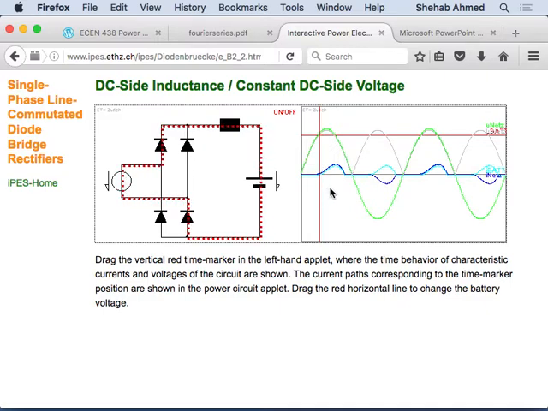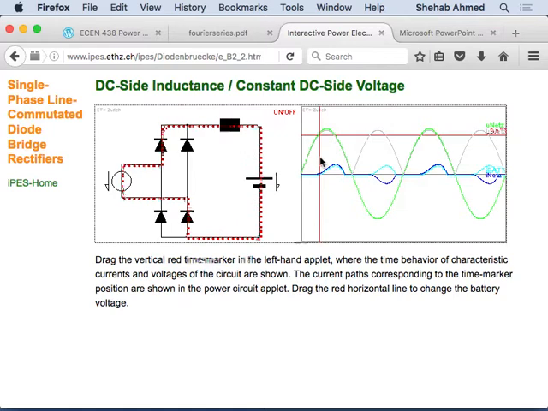The light blue waveform is what? Yes, it's the load current. And the dark blue? Source current. And then the green is your input voltage, of course, and the gray is your rectified input voltage.